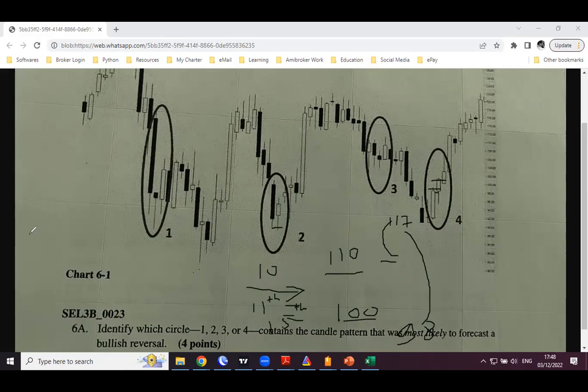Now, I've been between 110 to 100 levels, right? On the 11th day, I made a high of 117. On the 15th day, I lose all the gains I've made between the first 10 days and I close at this. What's the pattern? There are two scenarios to this. These are the 10 days and this is the last 5 days. What's the pattern?